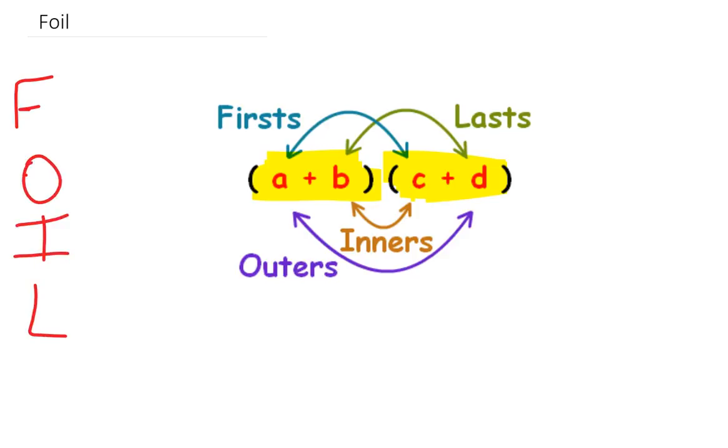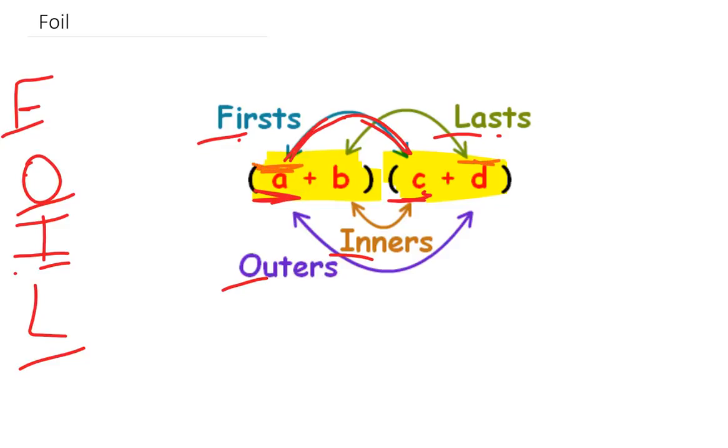And when we FOIL, I've got the words for FOIL written down. I know first, F is first, O is outers, I is inners, and L is for last. So if we look at this, our firsts would be A and C. A is the first one here, C is the first one here. Our outers would be A and D. Our inners would be B and C. And then our last terms that we would multiply together would be B and D. So we've just got to understand FOIL: first, outside, inside, last.